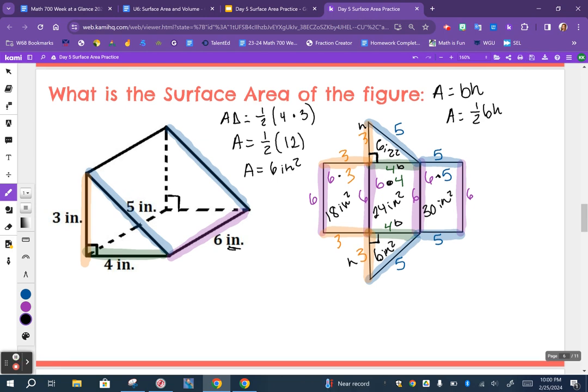Our last step is to add all the areas together. So we have 18 plus 24 plus 30 plus 6 plus 6. So here we have 12. We'll have 18. 18 plus 6, we'll have 24. And then we have 5, 6, 7, 8. So we have a surface area of 84 inches squared.